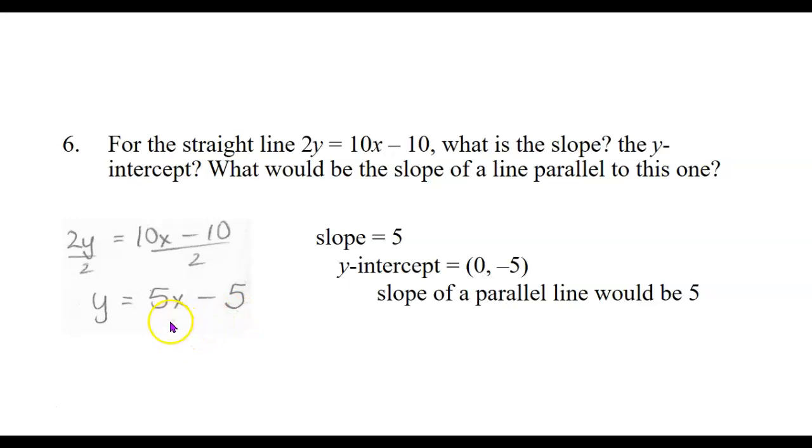So now in the y equals mx plus b, the m, the slope, is 5, and the b, the y-intercept, is negative 5. So you can tell me the y-intercept is just negative 5, or you can tell me it's the point 0, negative 5. And a line that was parallel to this one would have the same slope that this one does, which would be 5. I didn't ask, but if I asked about a perpendicular line, it would have slope negative 1 over 5.